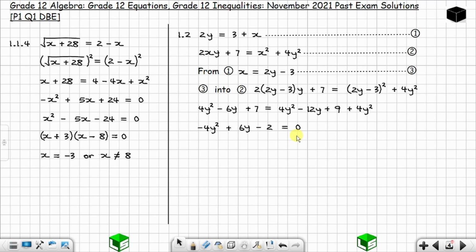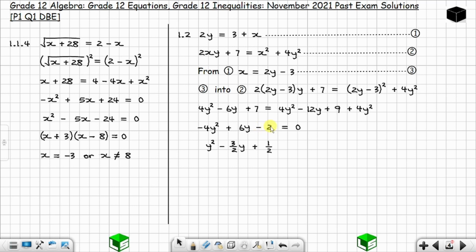So you carry on. You can divide by negative 2 throughout, or you can also divide by negative 4 throughout. Let me divide by negative 4 so that the coefficient of y squared is 1. So this becomes y squared, and you divide negative 4y squared... the 6y divided by negative 4 gives negative 3 over 2 y, and negative 2 divided by negative 4 gives plus 1 over 2.